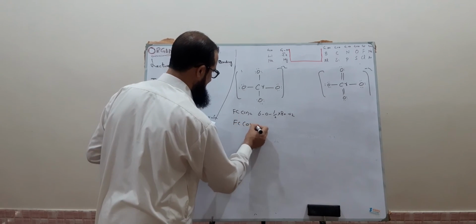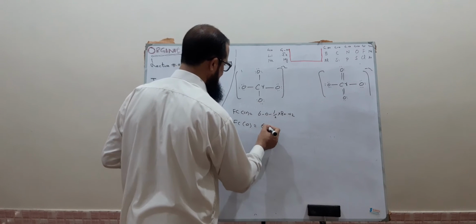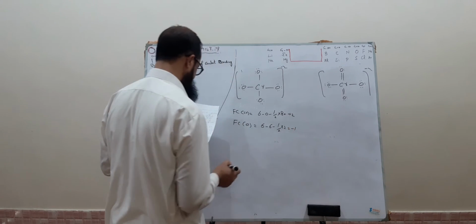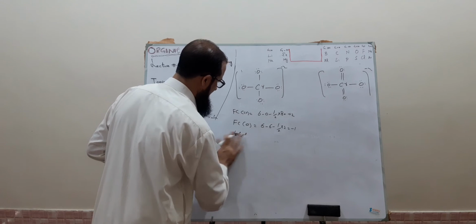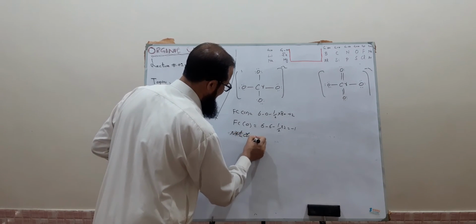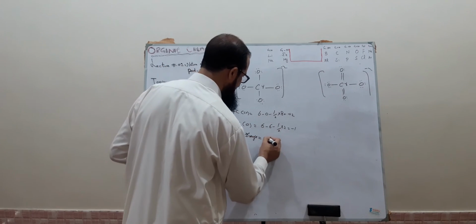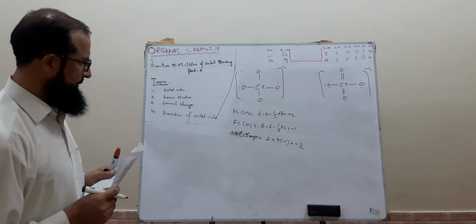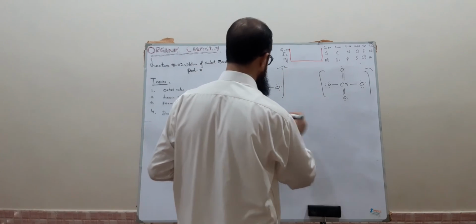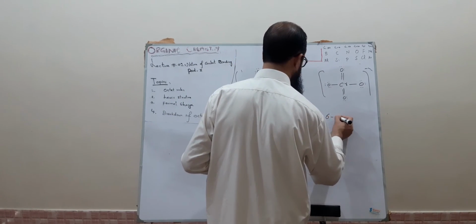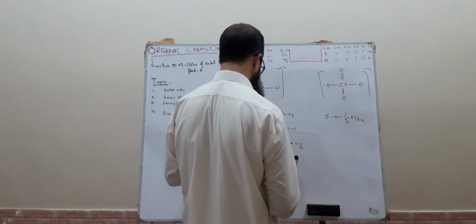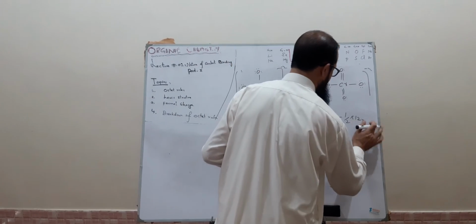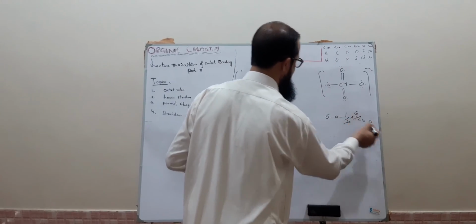Similarly, for each oxygen atom, we have 6 valence electrons, 6 lone pair electrons, and half of 2, so we have minus 1 charge. And the net charge is plus 2 plus 4 into minus 1, so we will get minus 2 charge. Now for this molecule, the formal charge for chromium is 6 minus 0 minus half into 12, so we will get 0. 6 minus 6 is equal to 0.